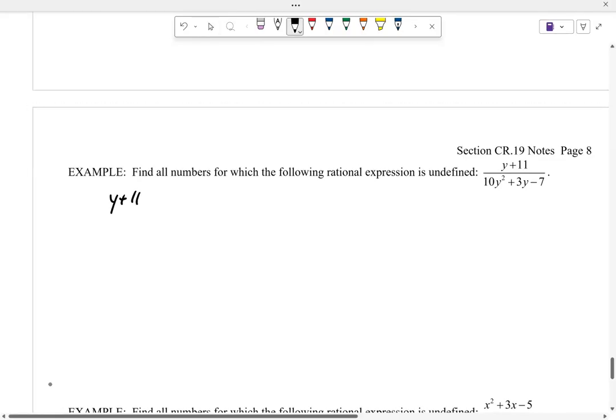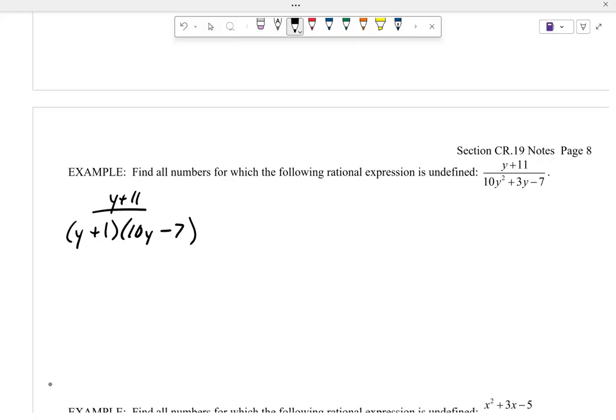Let's take a look at this next one here. Y plus 11. I'm going to go ahead and factor that denominator there. So I'm going to try a y. Let me try a 10y. Let's see. I guess that'll end up being plus 1 minus 7, I believe. Let me double check that. 10y squared minus 3y minus 7. Yeah, that's it. Minus 7. And it looks like this obviously does not simplify anymore.